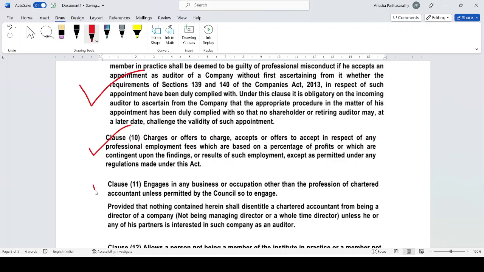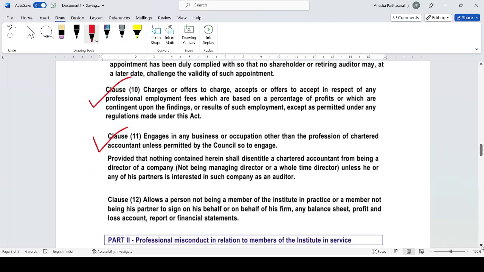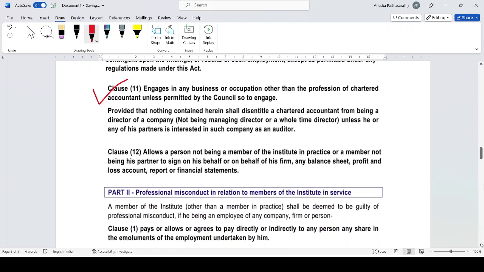As per Clause 11 of Part 1 of the First Schedule to the Chartered Accountants Act 1949, a chartered accountant in practice is deemed to be guilty of professional misconduct if he engages in any business or occupation other than the profession of chartered accountant, unless permitted by the Council so to engage, provided that nothing herein contained shall disentitle a chartered accountant from being a director of a company, not being a managing director or a whole-time director, unless any of his partners is interested in such company as an auditor.